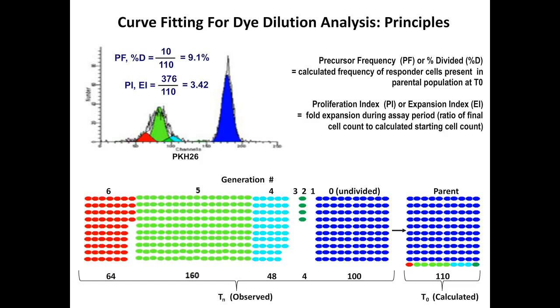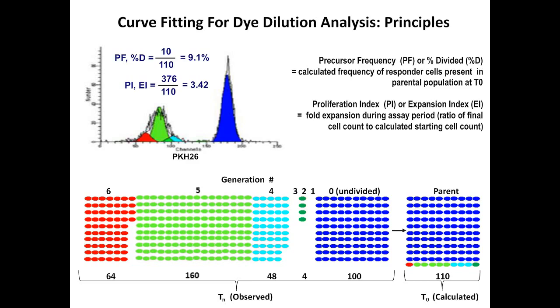If we look at the colored jelly beans on the bottom, you can see that in generation 6, we had 64 events, or 64 cells. In generation 5, 160, and in generation 4, 48. And in the ones that were undivided, we'll say 100. This is supposed to represent the histogram that we have up above, which were cells stimulated with tetanus toxoid in individuals who have been vaccinated with tetanus.